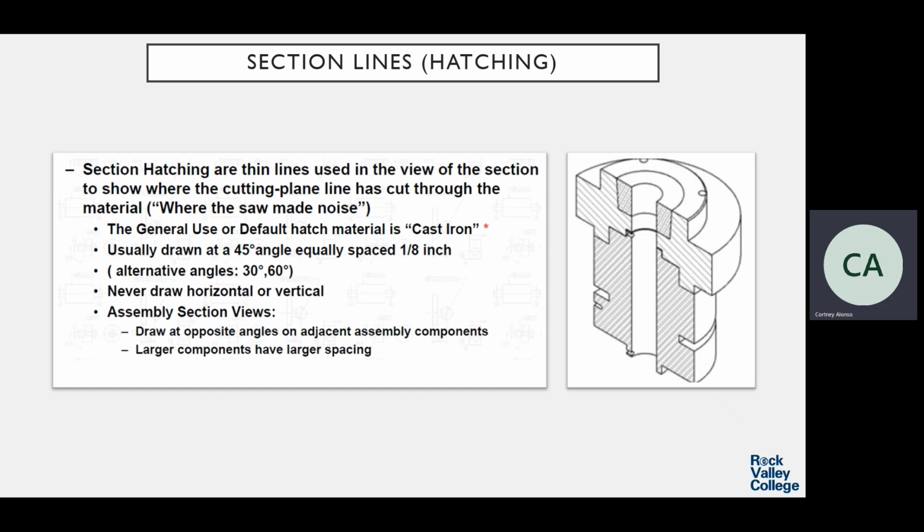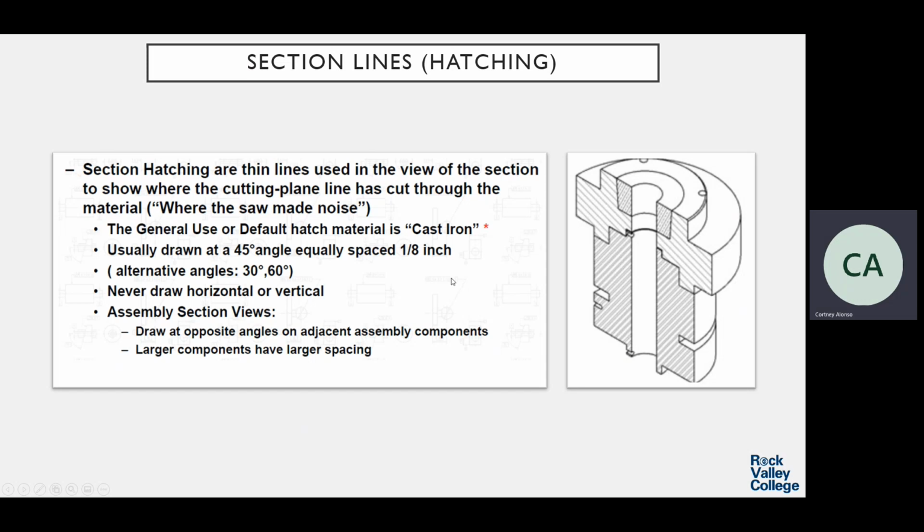Okay, so section lines or hatching. So we talked about this in chapter 1. Every different hatching, this is called hatching. The actual method of different lines is called hatching, okay? So section hatching are thin lines used in the view of the section to show where the cutting plane line has cut through the material. So each one of these represents a different type of material. It could be steel, could be nickel. It just depends on how the hatching is set up. Okay, and we'll go into what each one means.